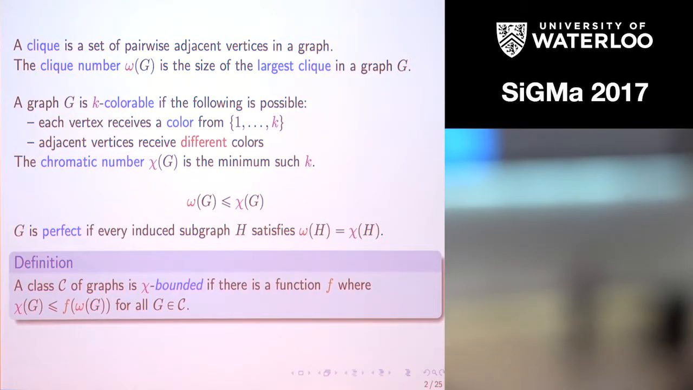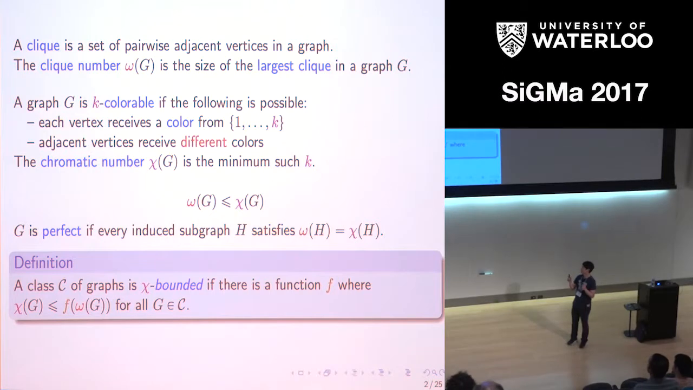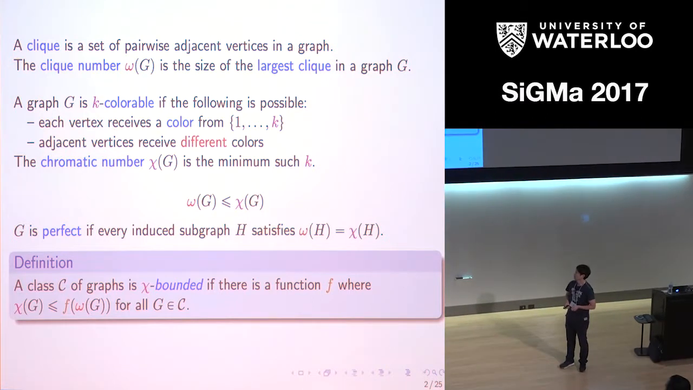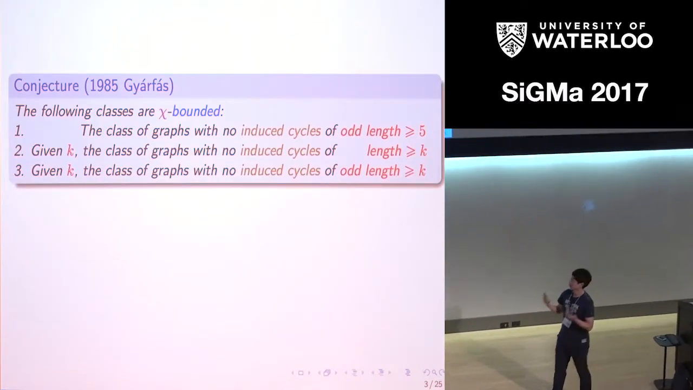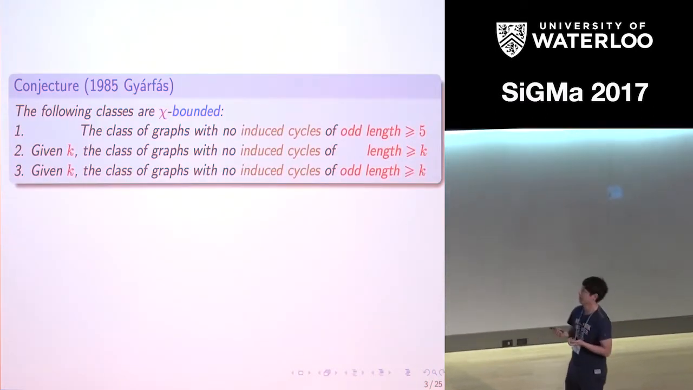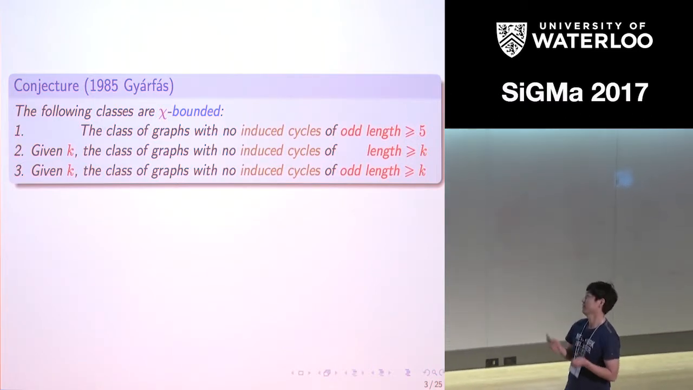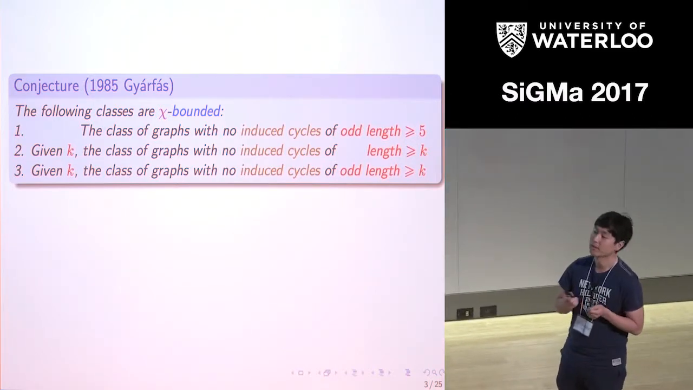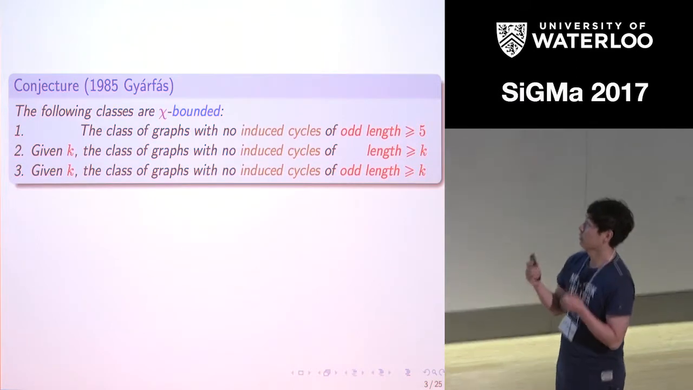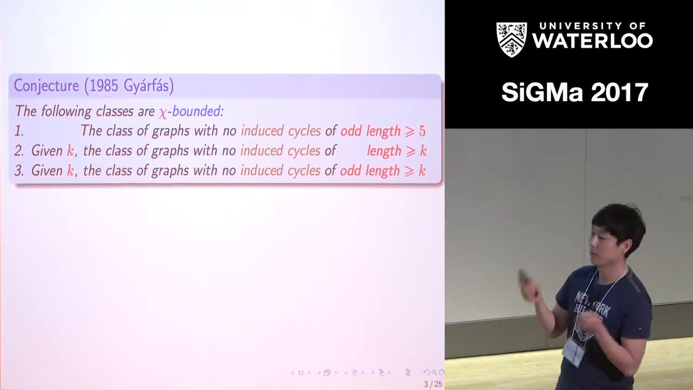A class C is chi-bounded if there is some function depending on the class C such that the chromatic number is bounded by a function of omega. There are some interesting questions motivating me to work on chi-boundedness. For instance, Gyárfás's conjecture says that the class of graphs with no induced cycle of length at least k is chi-bounded.